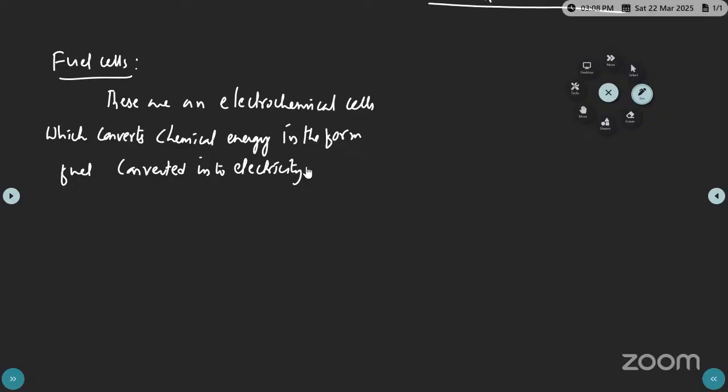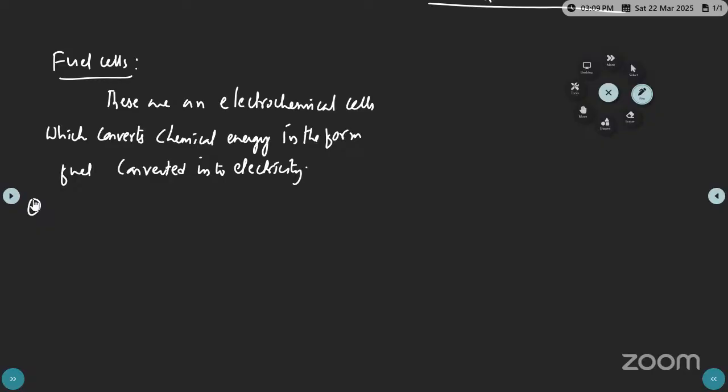Fuel తో మనము కెమికల్ ఎనర్జీని ప్రొవైడ్ చేస్తాం. ఓకే, chemical energy is provided in the form of fuel and that is converted into electricity, so known as fuel cells.